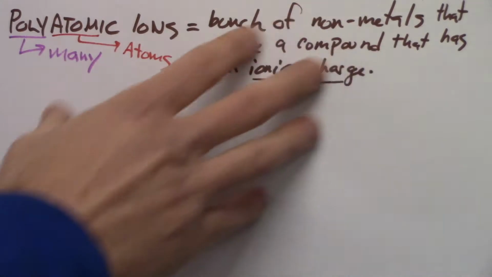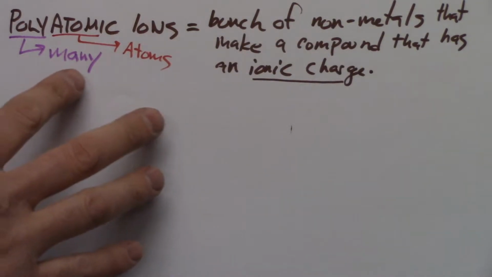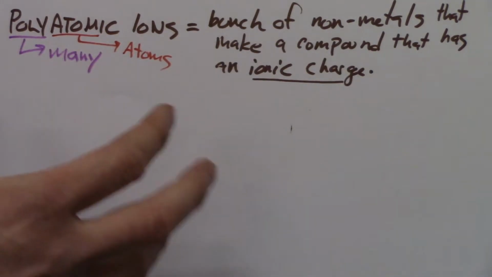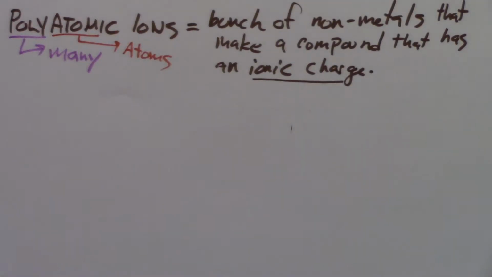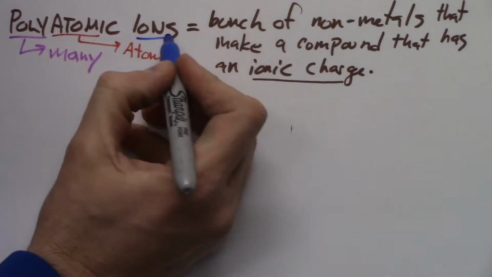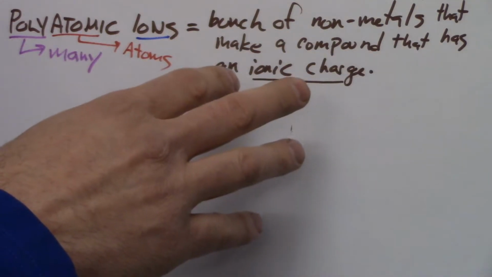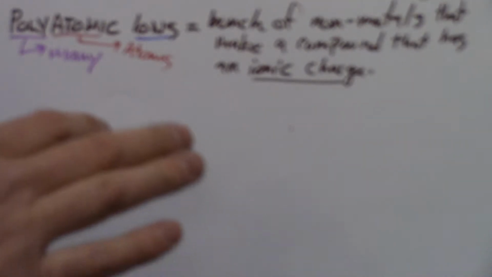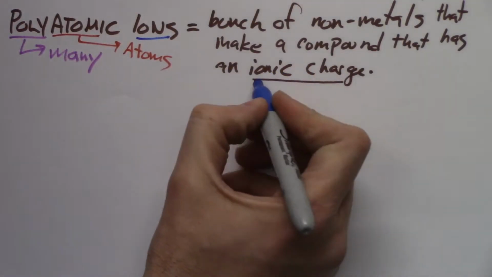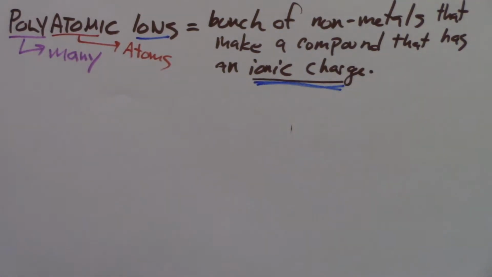Polyatomic ions. I just wrote the definition up here. Poly means many, atomic, pertaining to atoms, but it's an ion. This is what you really need to pay attention to, that they are ions. So it's basically a bunch of nonmetals, which of course there's a bunch of you that are going to be all like, no, there's chromate, that's a metal, but it's okay. Listen, it's usually a bunch of nonmetals that make a compound that has an ionic charge. Because it has an ionic charge, we can use polyatomic ions, basically a compound, to make ionic compounds.